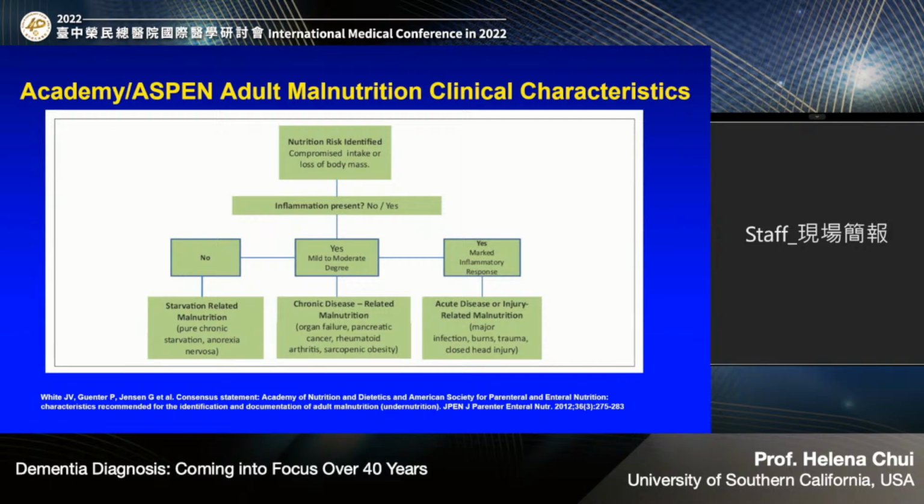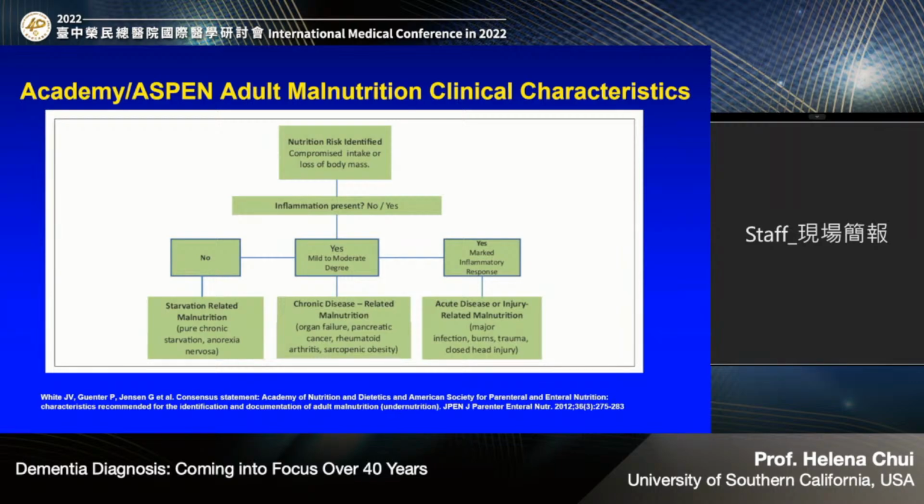First, we're going to talk about the Academy Aspen Adult Malnutrition Clinical Characteristics. This was published in 2012. So using this tool, you need to assess nutrition risk. So use a validated screening tool to determine if the patient requires assessment. Then you're going to determine, is inflammation present? We know inflammation has a tremendous impact on the development of malnutrition.